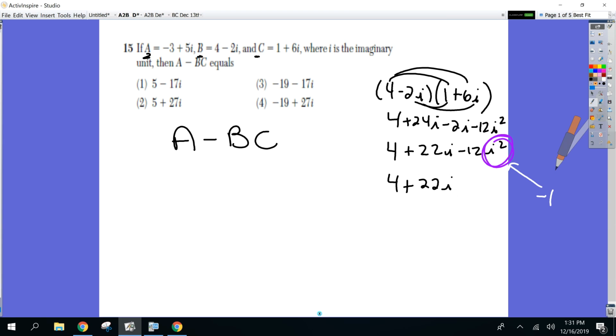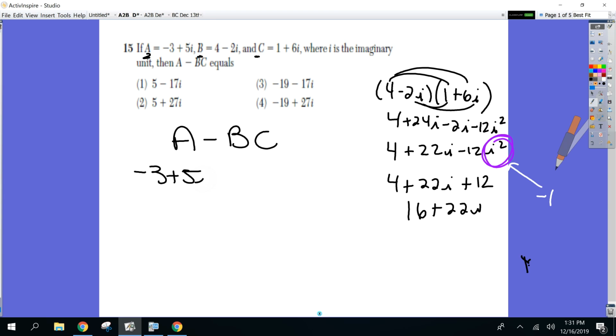What's this now become if that's negative 1? Plus 12. Keep going. 16 plus 22i for BC. All right, ready? What was my A? What was A? Negative 3 plus 5i.